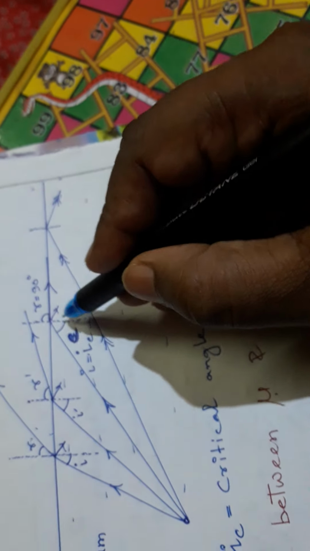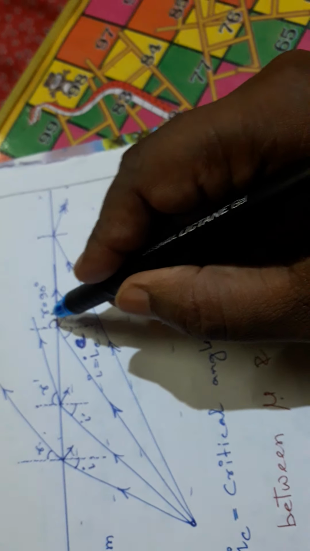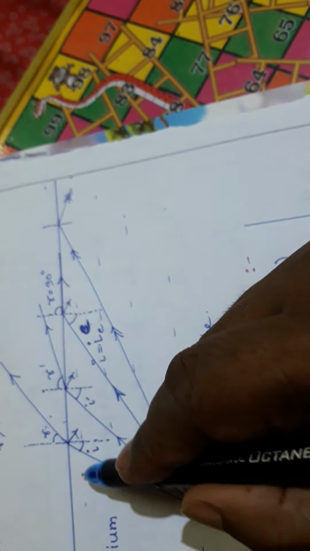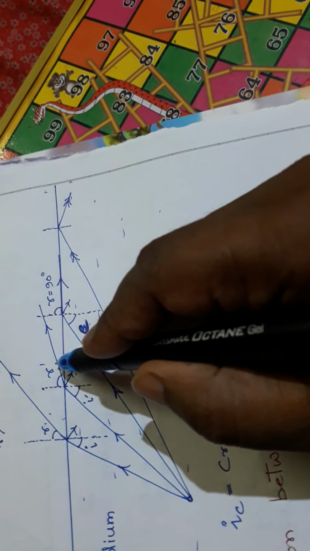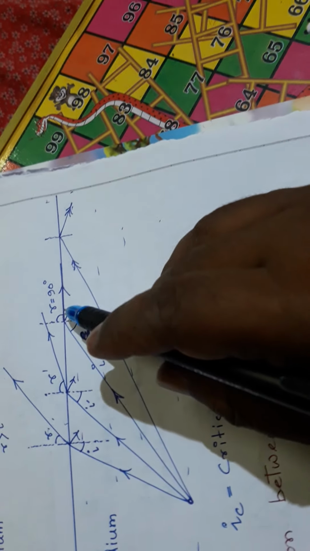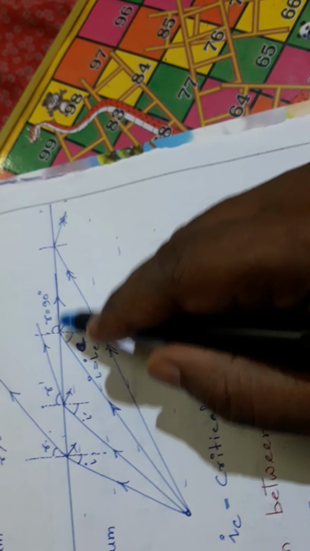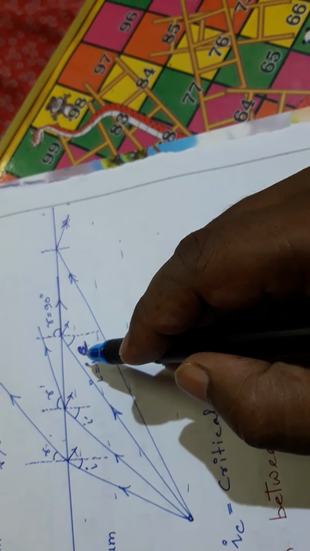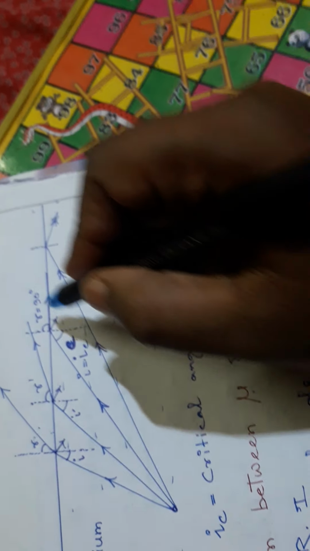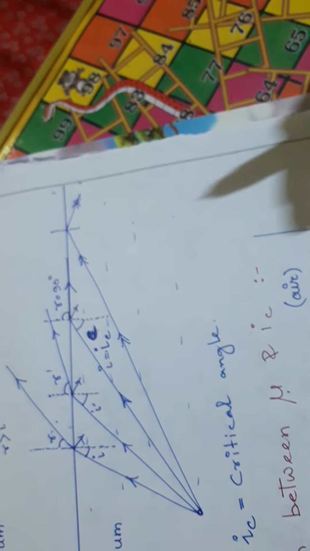Okay, for a particular angle of incidence, you see the angle of refraction becomes 90 degree. I is increasing, R also increasing. R will become 90 degree at a particular angle of incidence. The angle of incidence for which R equals 90 degree is called the critical angle. Okay, so we'll draw this particular case.